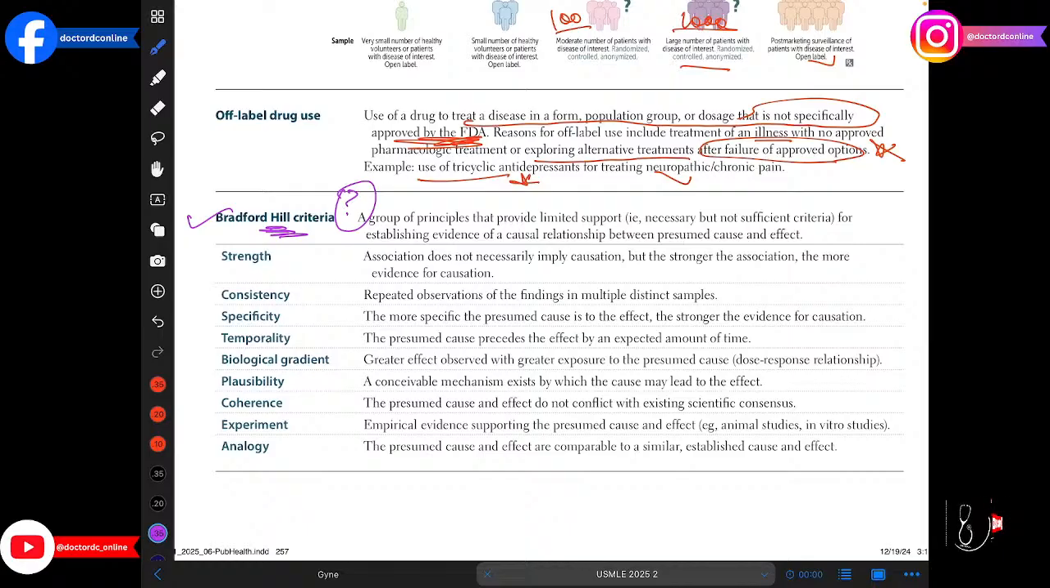Today, our singular aim covers the entire set of 9 Bradford Hill criteria. Rather than strictly memorizing this list, also found in your First Aid public health chapter, I will help you describe each criterion and apply them to a clinical scenario to really make these statistical measures stick. The first criterion we have today is strength.